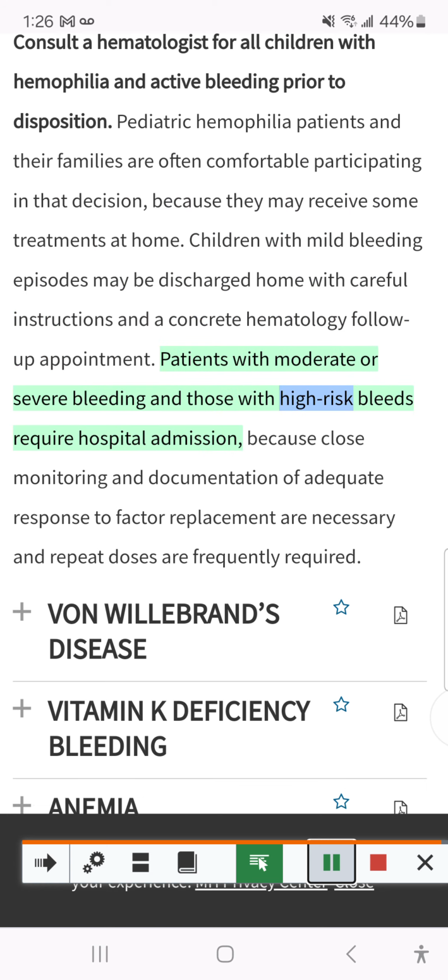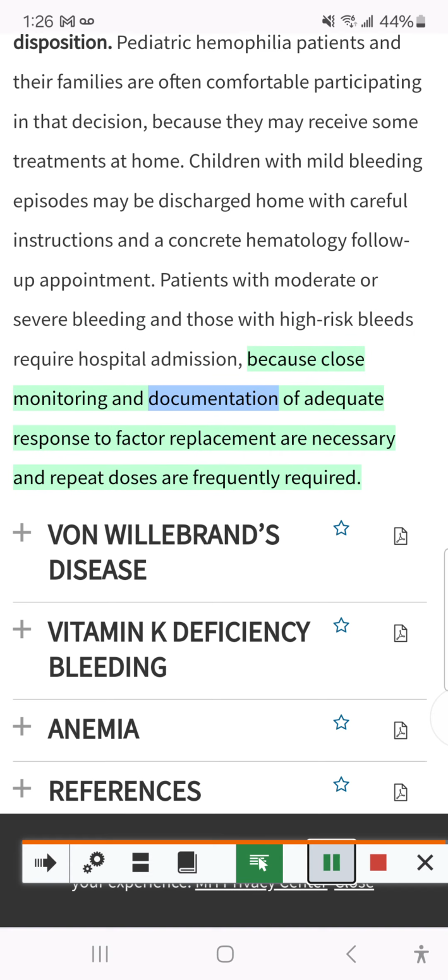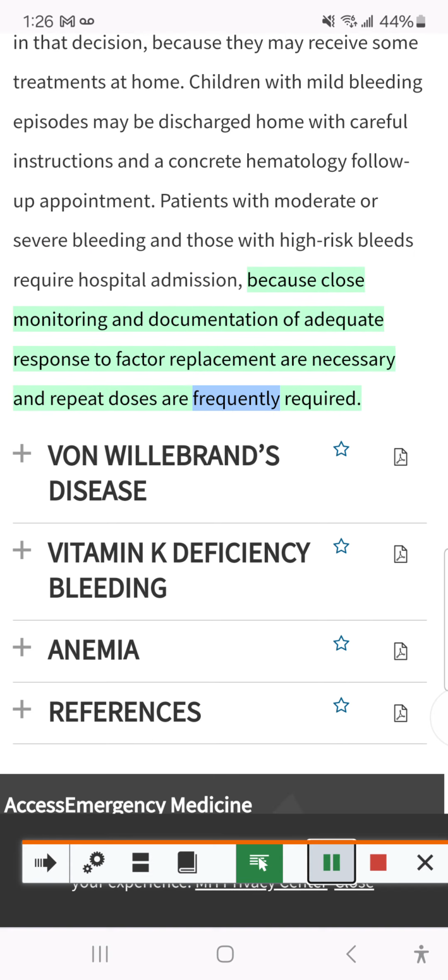Patients with moderate or severe bleeding and those with high-risk bleeds require hospital admission because close monitoring and documentation of adequate response to factor replacement are necessary and repeat doses are frequently required.